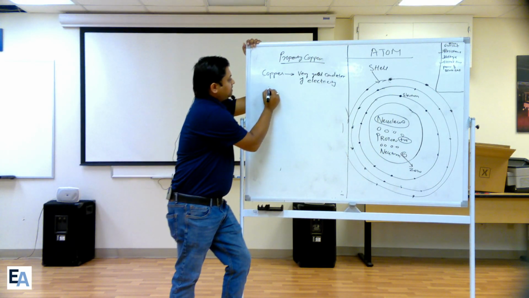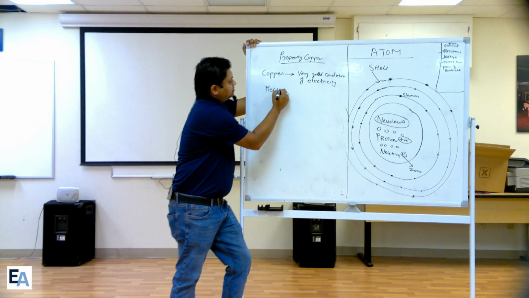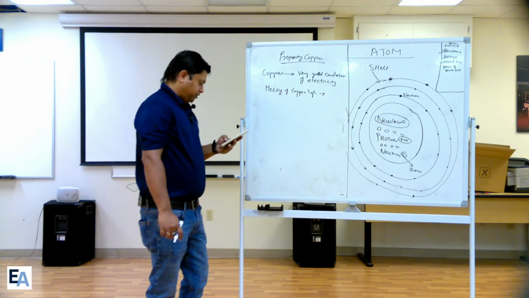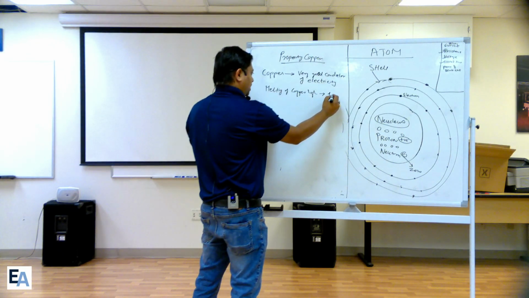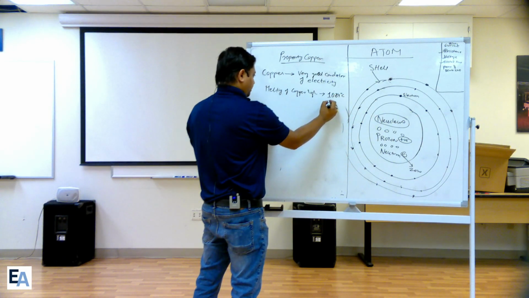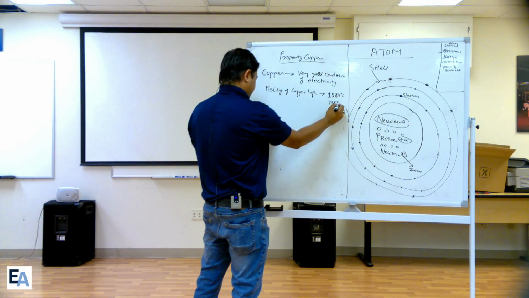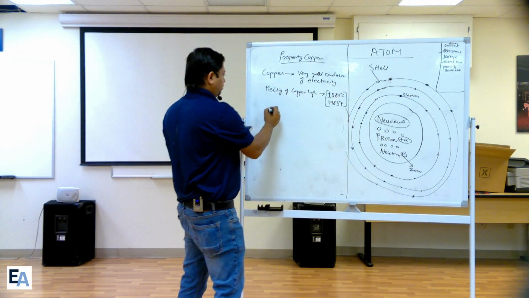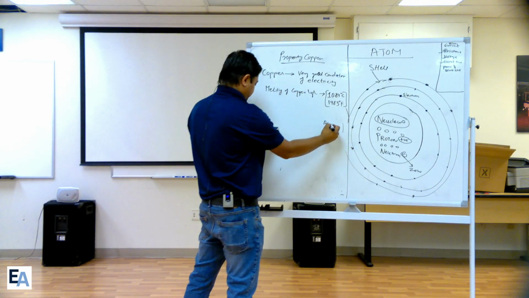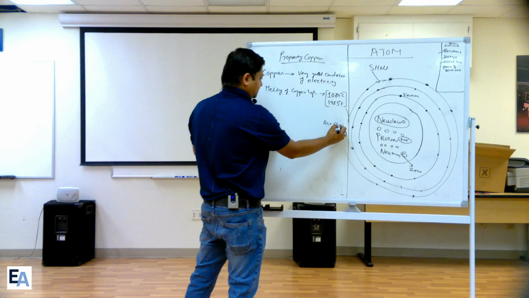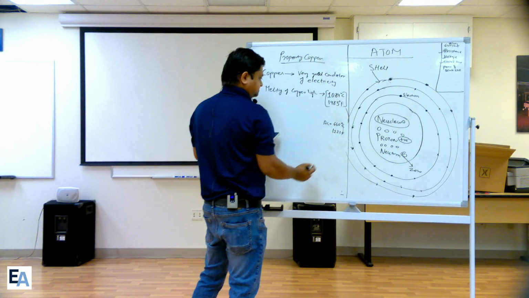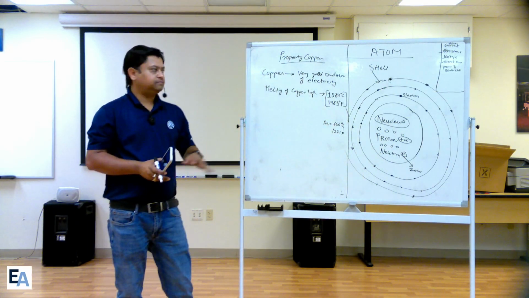Now, the second thing is the melting point of copper is very high. The melting point of copper is 1084 degrees Celsius, or 1983 degrees Fahrenheit. Melting point of aluminum, you can note down if you want. For aluminum it is 660 degrees Celsius or 1221 Fahrenheit. So you can see the melting point of both are pretty good.